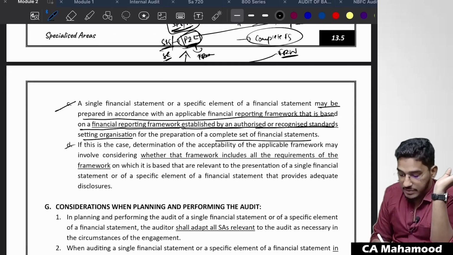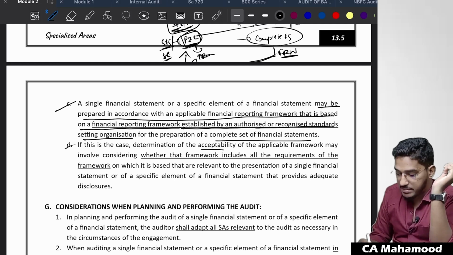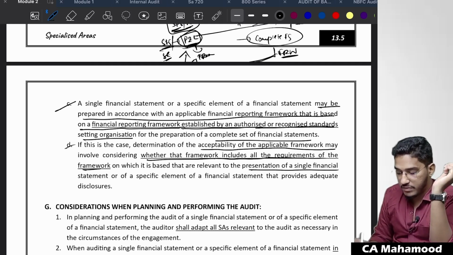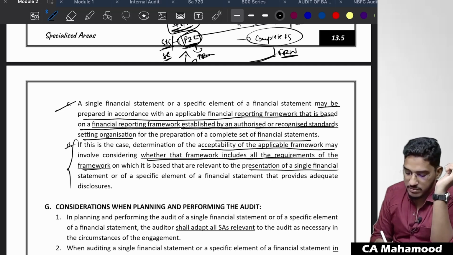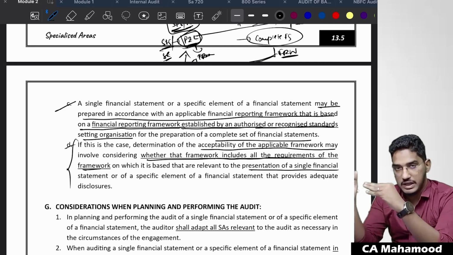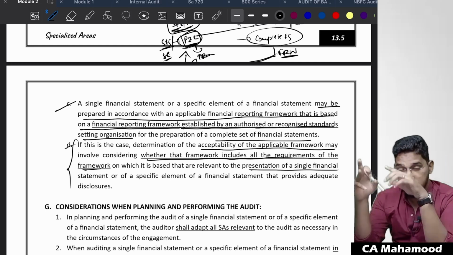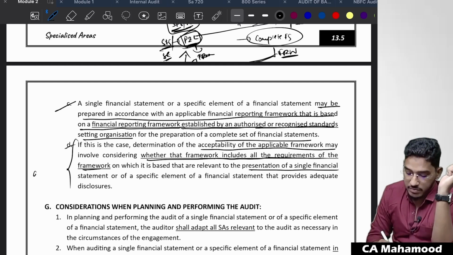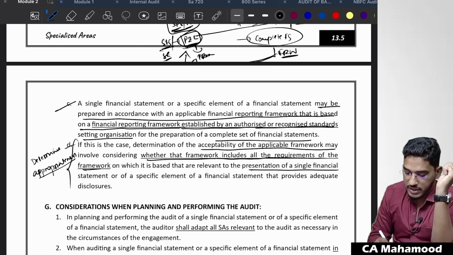Next, if that is the case, that means if you are following the same framework which is applicable for complete financial statements, even for preparing single financial statements, determination of acceptability of the applicable framework may involve considering whether that framework includes all the requirements of the framework on which it is based that are relevant to the presentation of a single financial statement or a specific element. So the summary is, in case you are following the same framework which you use for the preparation of the complete financial statements, even for the preparation of single financial statements, determine whether it is appropriate or not. Determine the appropriateness, as simple as that.